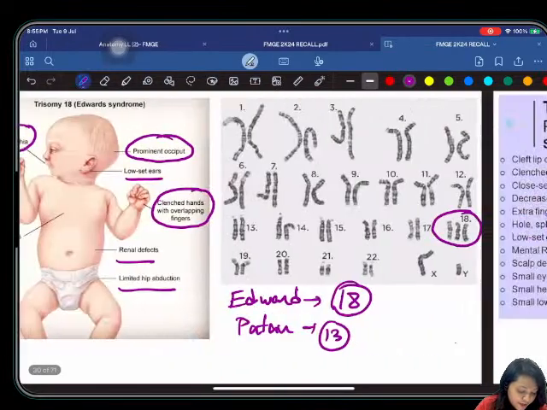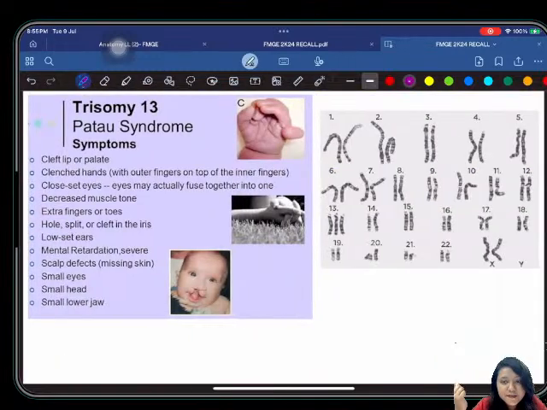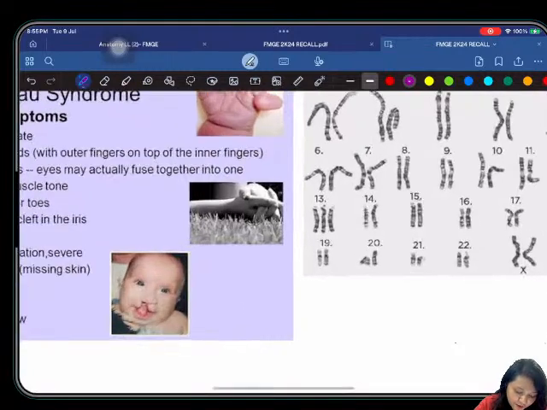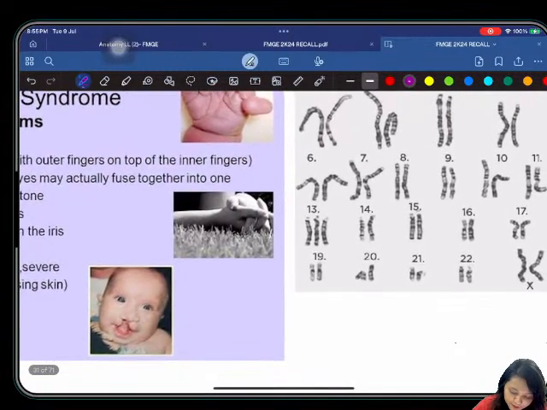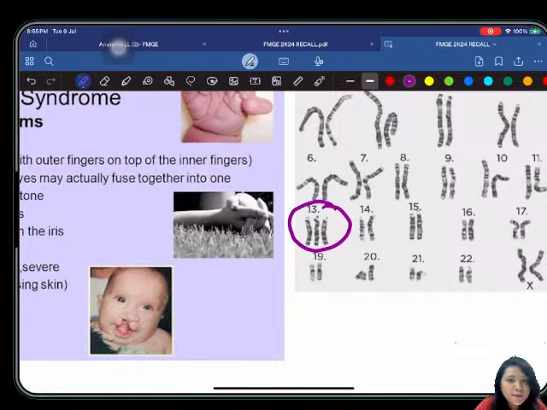Okay, the next trisomy is trisomy 13, that is the Patau syndrome. In the 13 number, as you can see in this karyotype, you will have the trisomy. So this is Patau syndrome, trisomy 13. ठीक है.